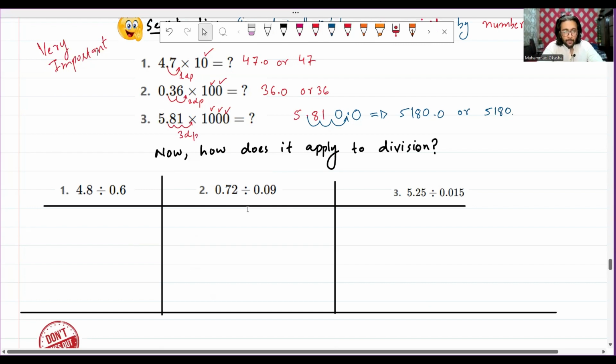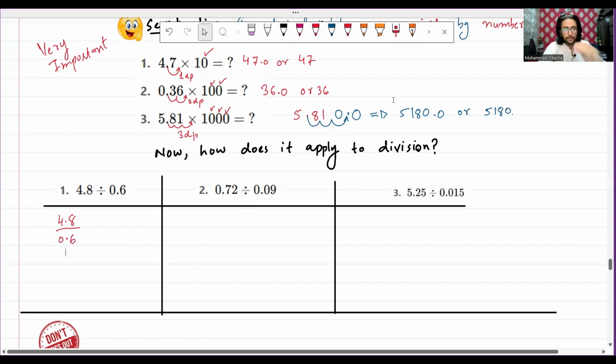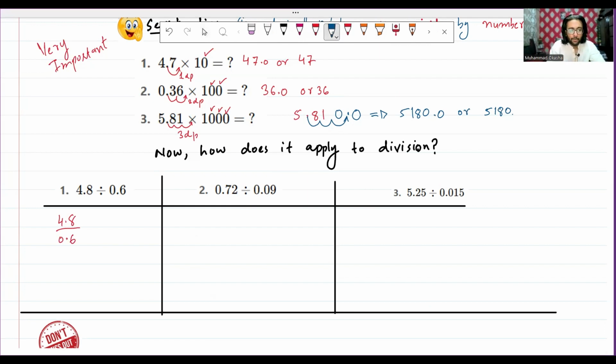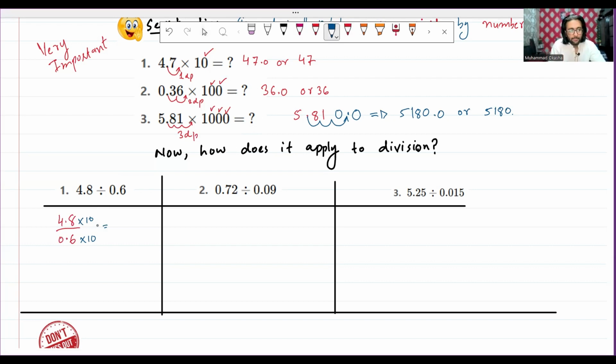Let's say, for example, I have 4.8 divided by 0.6, so I'll write 4.8. I can also write it as 0.6 below it. What I'll do is I'll find a way to get rid of the decimals. How can I get rid of the decimal? Think about it. I can multiply the top by 10 and the bottom by 10. We discussed this before as well: make sure you multiply the top and the bottom by the same number. So move the decimal points 1 place forward. This will be 48, and this will just be 6.